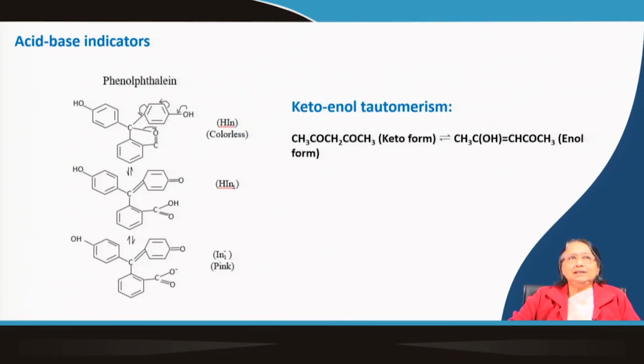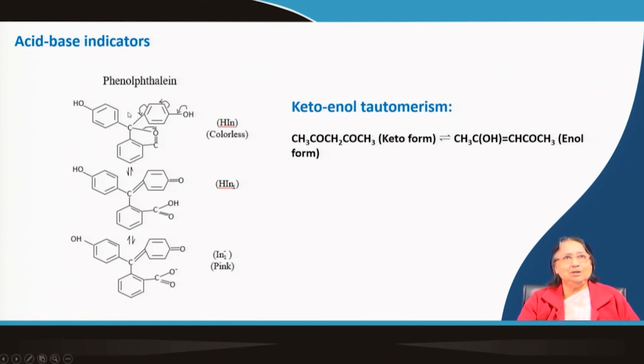Now, if I start adding some NaOH solution slowly, and when the neutralization point comes, that means the pH will be around 7 or maybe more than that, then we will see that the color has now become pink. Why is it pink? Because phenolphthalein has changed its structure. So, this is the mechanism.